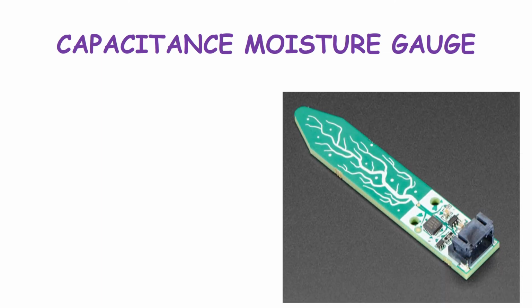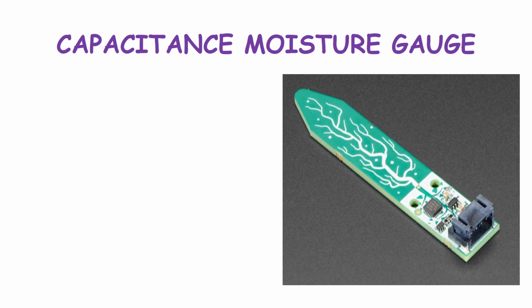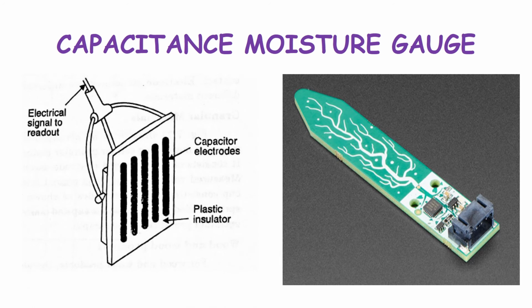The next is the capacitance moisture gauge. This is how a capacitance moisture gauge is going to look, and mostly this portion is inserted into soil to find out the moisture in the soil. So the capacitance moisture gauge is mostly used to measure moisture in soil. Now this is how the setup is going to look, and this is the diagram you'll have to draw for your exams. Now you have a plastic insulator, capacitor electrodes and an electrical signal to read out.